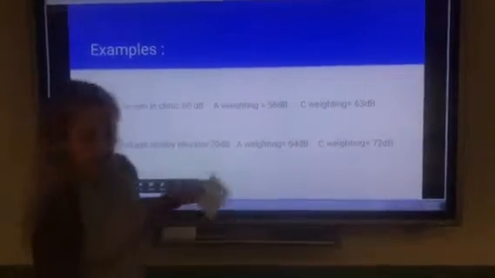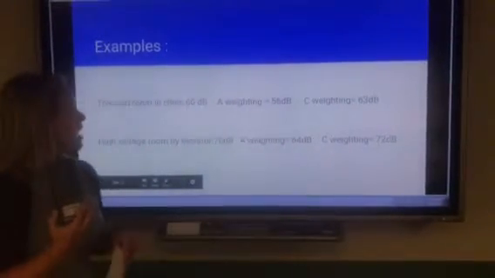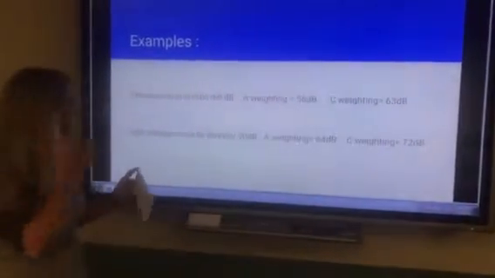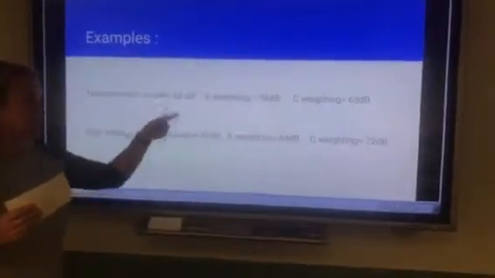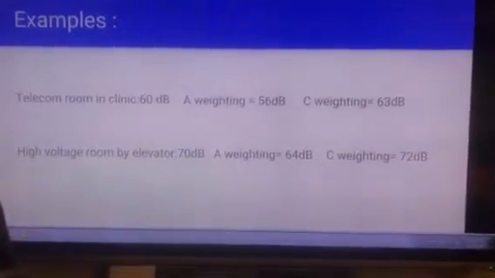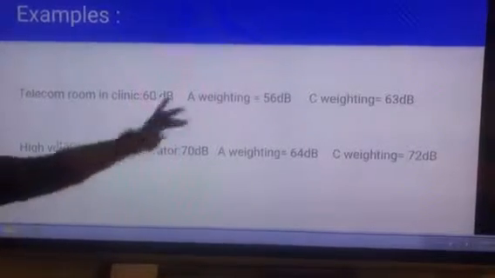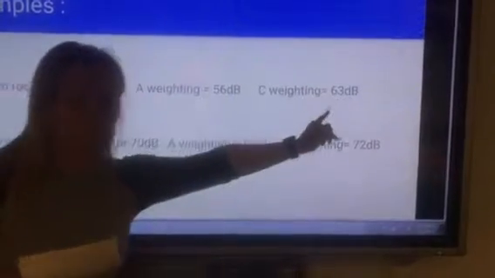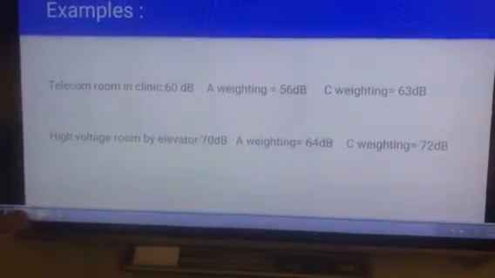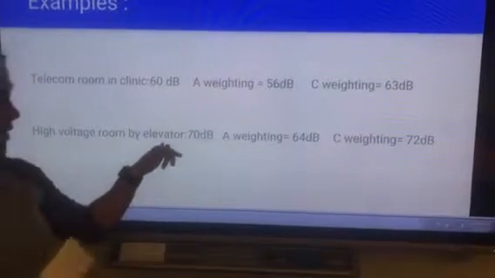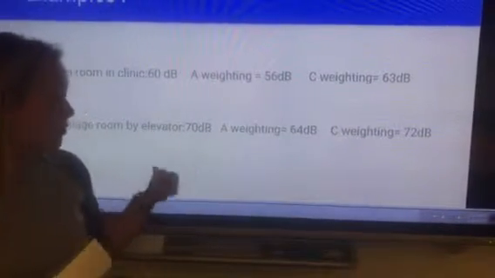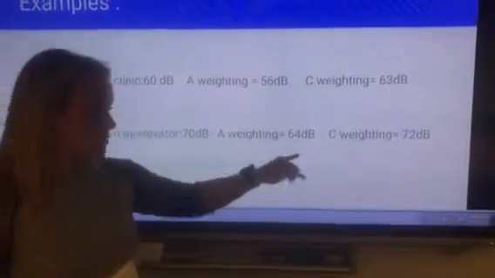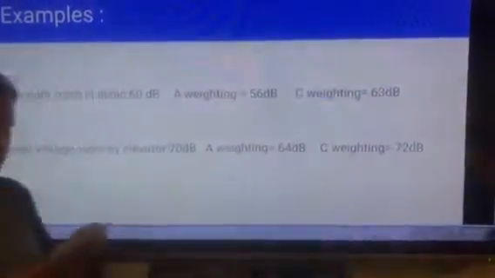Like I said, I borrowed this noise level meter from Dr. Lee, and I did some examples that some of you are probably familiar with. The telecom room in the clinic is right across from the office. I measured that just standing outside of it. The A weighting came out to be 56 dB and the C weighting came out to be 63. I also did the high voltage room by the elevator, right across in Porter on floor 1. The A weighting came out to be 64 dB and the C weighting came out to be 72.